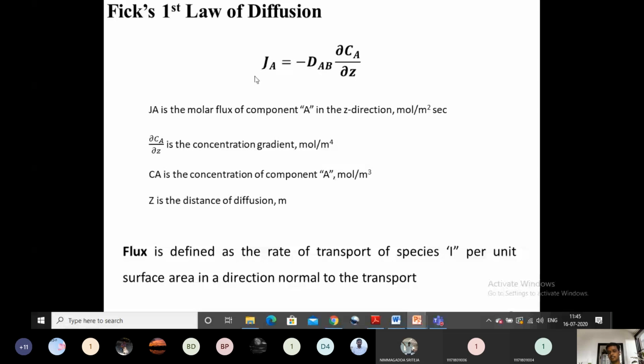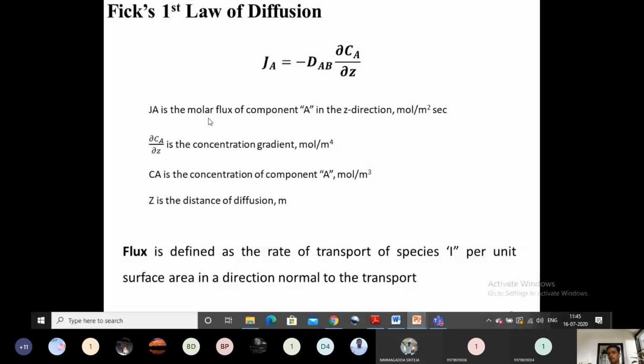Fick's first law of diffusion says that molar flux is directly proportional to the concentration gradient, in which the proportionality constant is the diffusivity coefficient. The meaning of D_AB is the diffusivity of A through B. This is the definition of D_AB. So here you can see J_A is the mass flux or molar flux. When we define rho_A, it will be mass flux. When we define C_A, it will be molar flux.